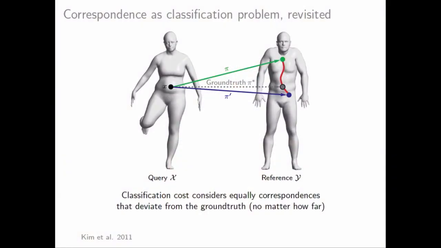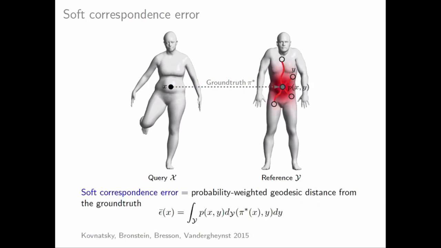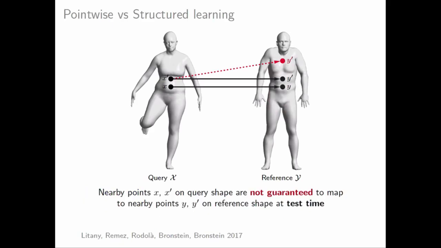Basically, it will be considered as incorrect classification. So a better way is actually to consider the probability distribution itself and use it as a weight to weight the geodesic distance by this probability distribution. In this way, we can account for what we call the soft correspondence error.